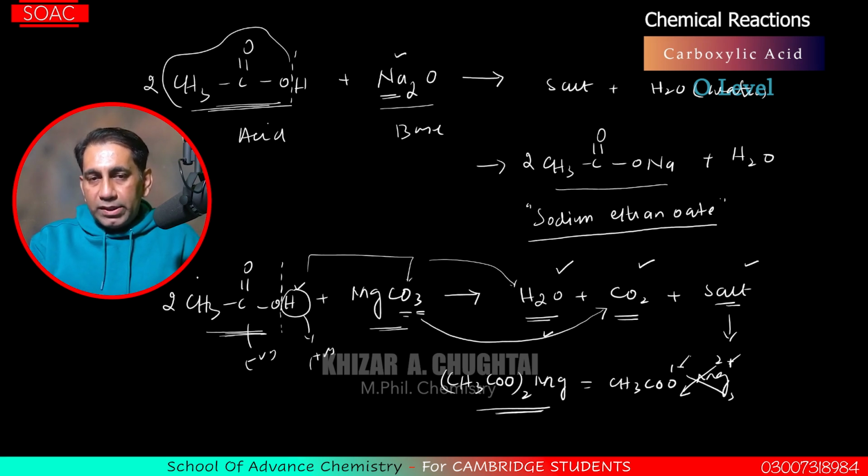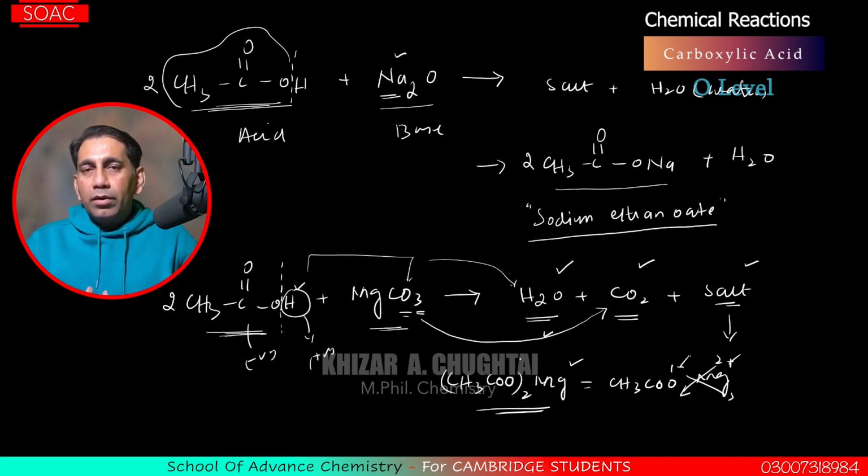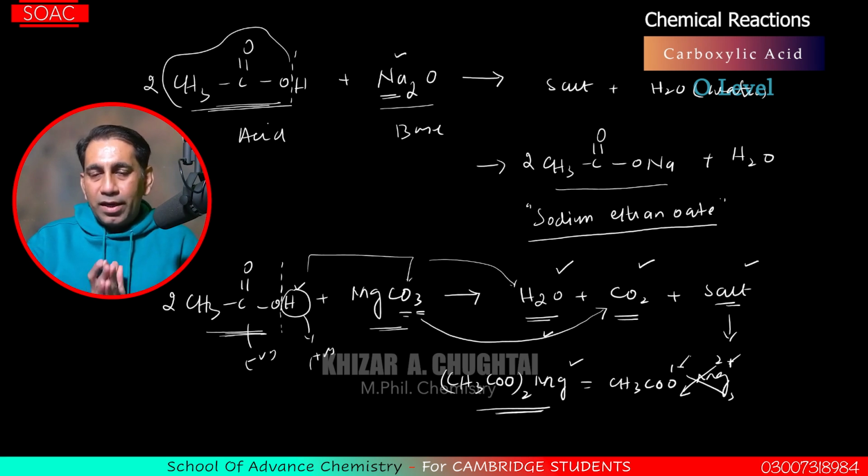Magnesium reacts with this negative portion of the acidic species, and it makes a salt, and its name is magnesium ethanoate. So whenever any carboxylic acid is allowed to react with any metal carbonate, they will make 3 basic compounds: water, CO2, and salt.